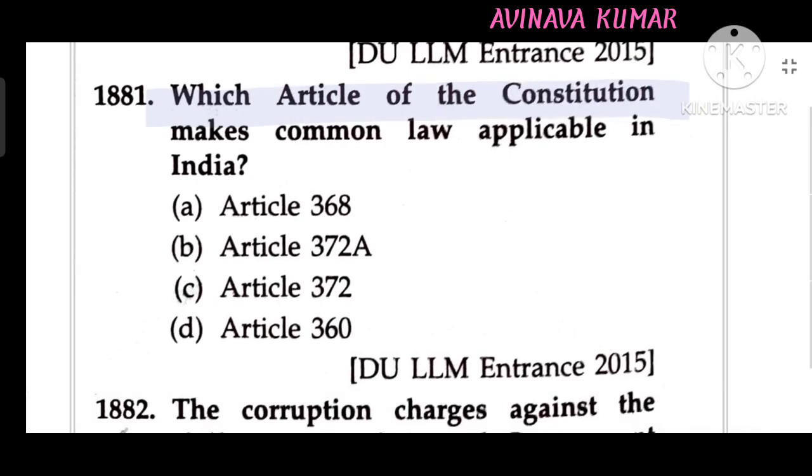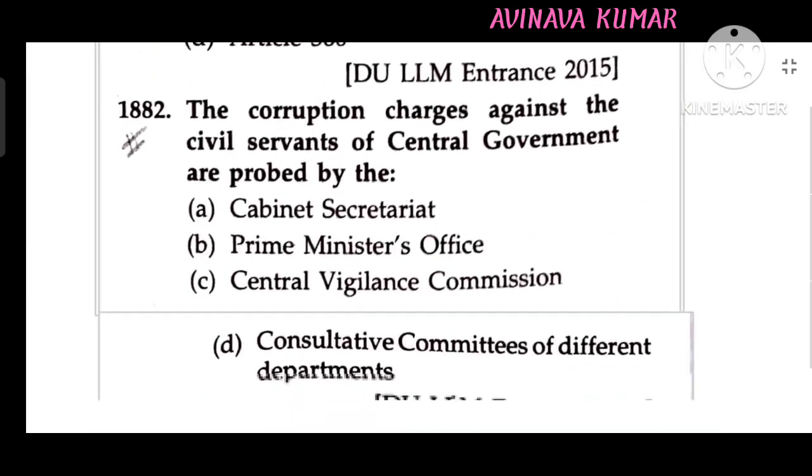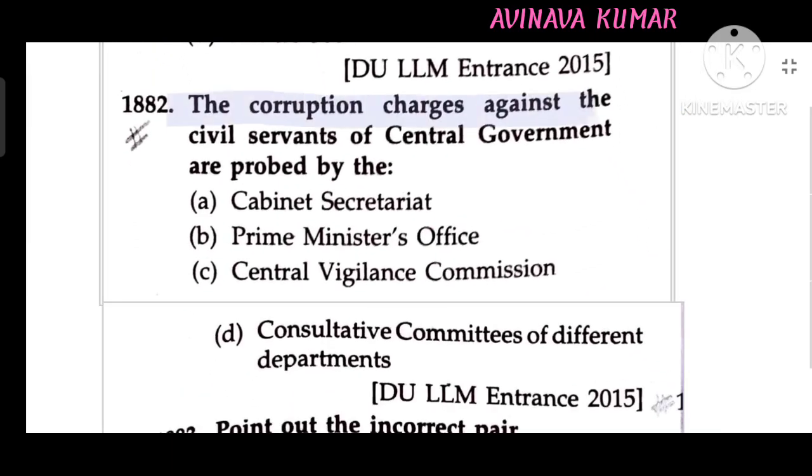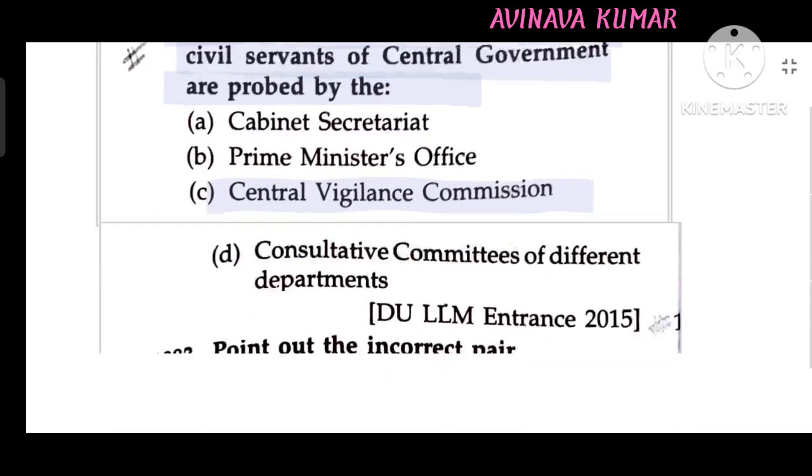Which article of the Constitution makes common law applicable in India? Answer: Article 372. The corruption charge against civil servants and the central government is proved by the... Answer: Central Vigilance Commission.